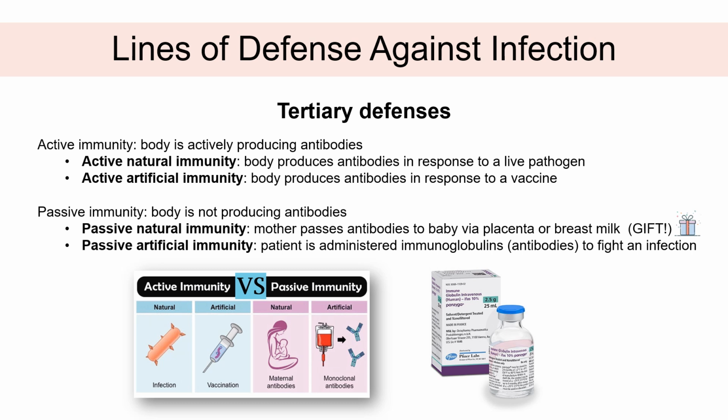Then we have passive natural. So this is the one that's a gift. This is where mom gives to baby through the placenta and through breast milk. Baby is not making antibodies, they're being given to the baby. Then we have passive artificial immunity. This is, again, the body is not making any antibodies. Instead, we're giving it to the patient intravenously through IV, okay?